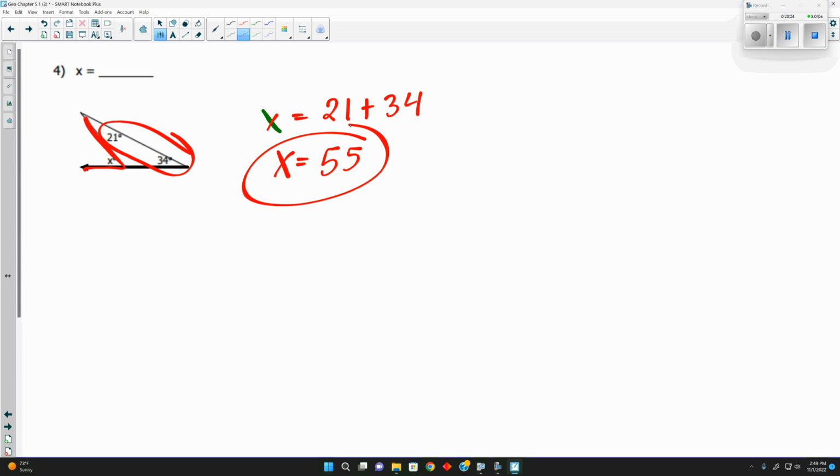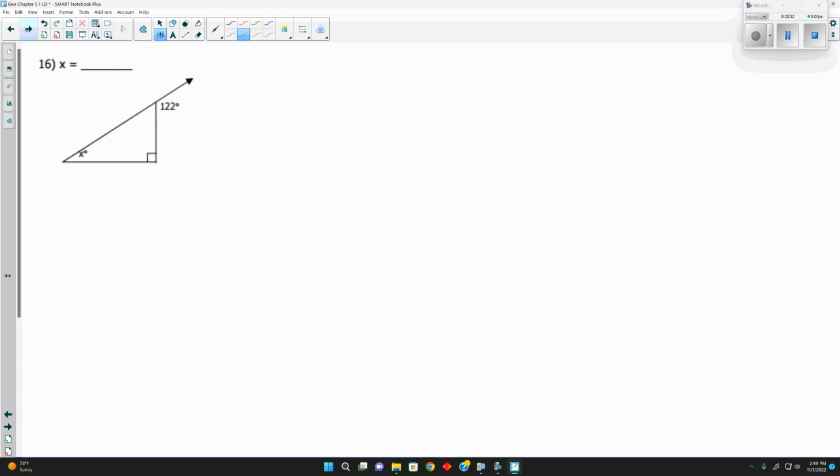Yep. 1 and 4 is 5, 2 and 3 is 5, so 55. Yeah. So here, let's look at the next one. So what's our exterior angle? So 122 is equal to the sum of the opposite two interior angles.